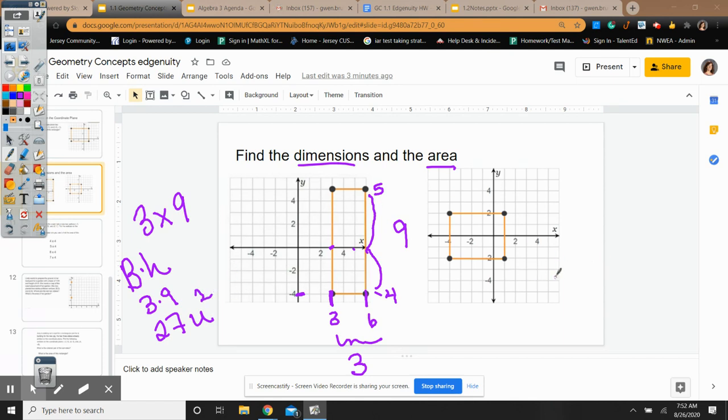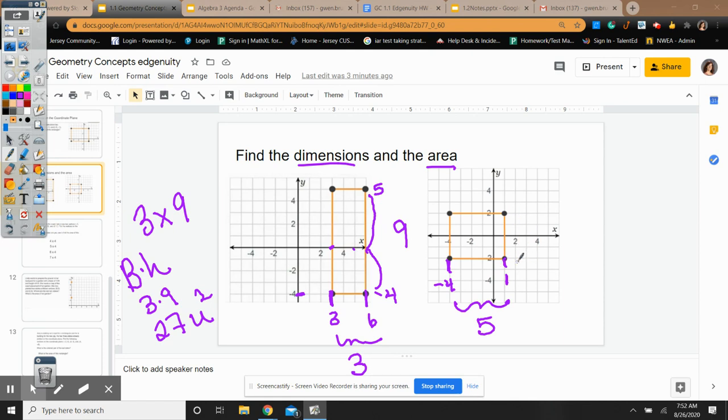What is the base on this guy? Well, the base is starting over here at -4, and then it's going over to 1. So the total base is from -4 to 1. It's going to be 5 units because you had 4 this way and 1 more this way.